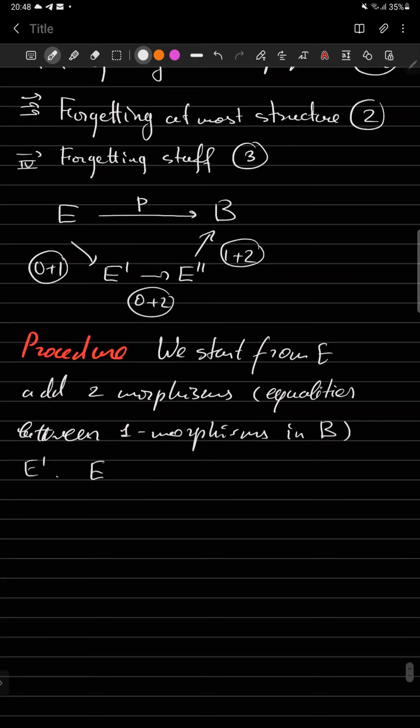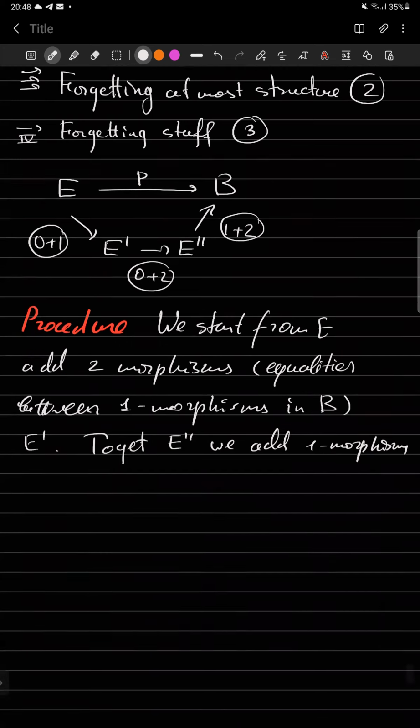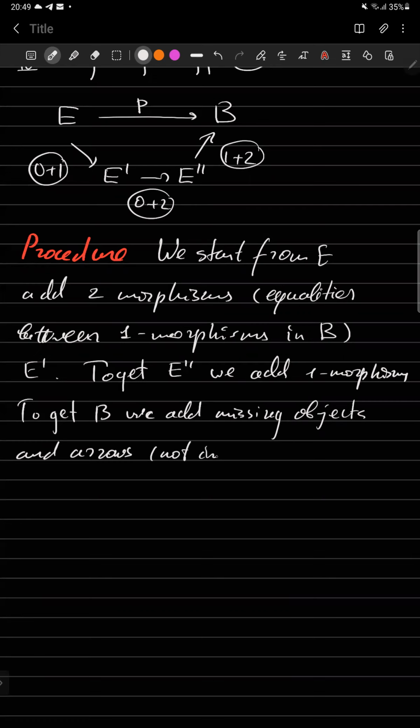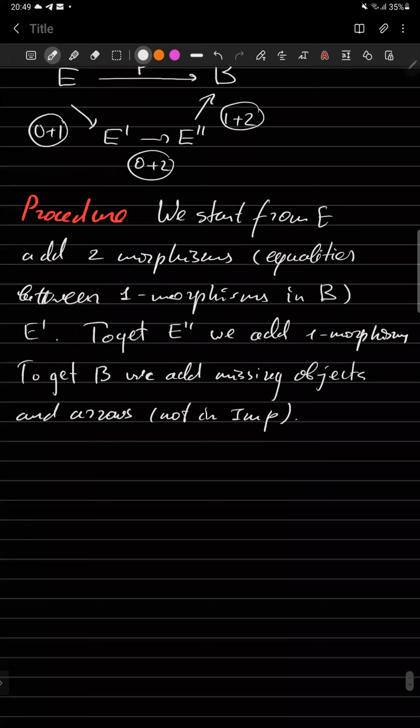Then to get E two primes, we just add one morphism. So here the functor is also surjective on objects because we didn't change the class of objects, but it may not be surjective on morphisms. However, if we had two equal morphisms, then their preimages are also equal. That's condition number two. And finally, to get B, we add missing objects and arrows.